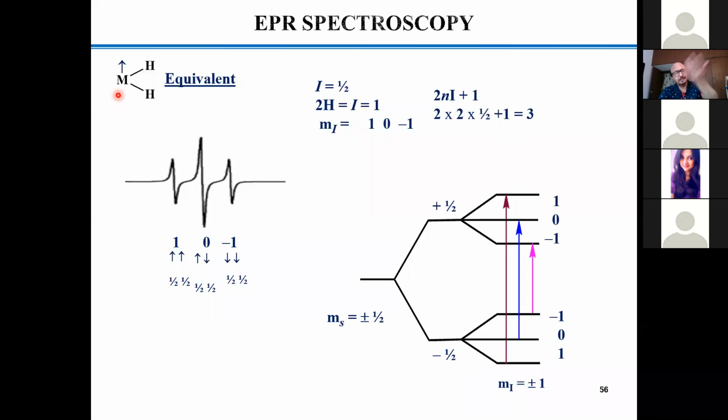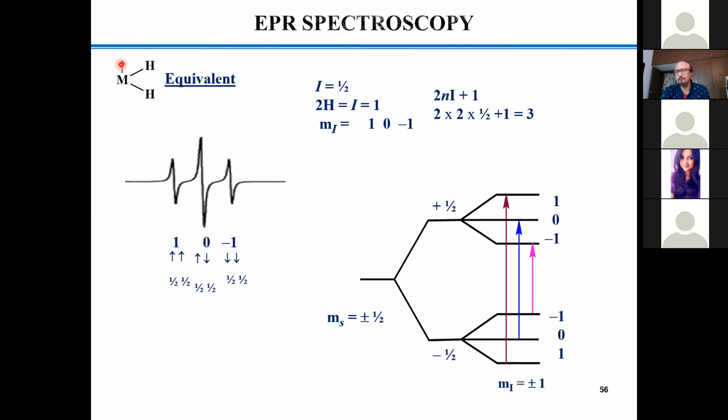Let us assume it is an octahedrally surrounded compound. That means there are 4 other ligands. Unfortunately, those ligands do not carry any nuclear spin. In this hypothetical situation, they do not carry any nuclear spin, and they do not have any unpaired electron. So our reactive site is only this portion, not the other portion. That's why we have not considered it.